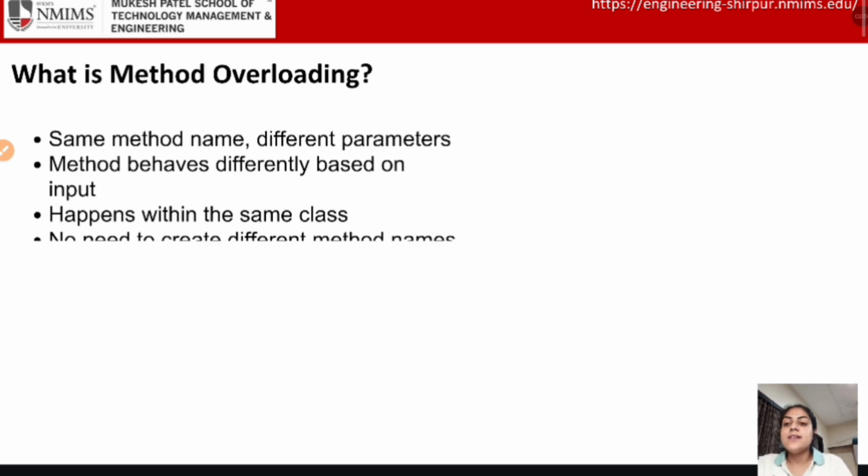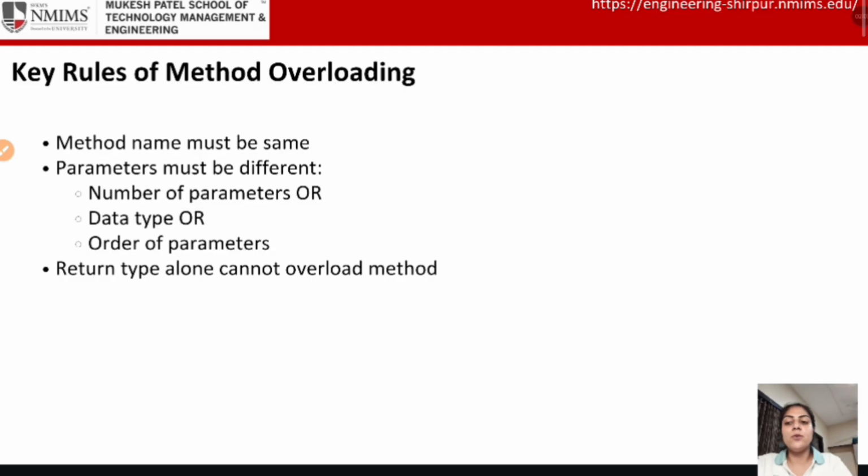Now moving to the next slide, that is key rules of method overloading. There are some important rules. The method name must be the same and the parameters must be different, in the number of parameters, the data types, or the order of parameters. The return type alone cannot be used to overload a method. So these are the rules of method overloading.